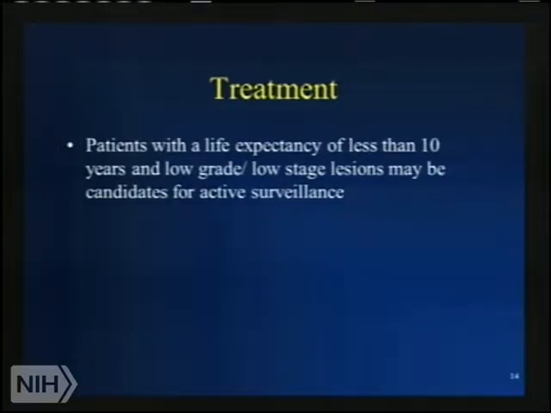So treatment. Now, for the rest of the talk, we're going to be talking about various different treatment modalities. For patients who have a life expectancy of less than 10 years, or especially those patients who have a low Gleason score, so a Gleason 6 tumor, they may be candidates for active surveillance. And what do we mean by active surveillance? We mean we'll just continue to follow the PSA and perhaps do additional biopsies to see that the Gleason score isn't getting worse.